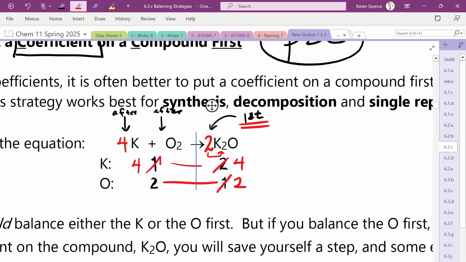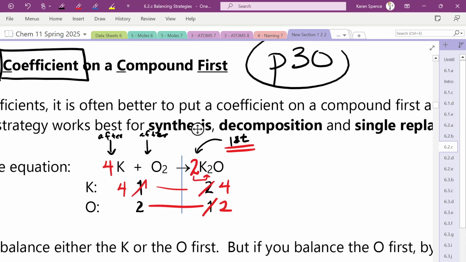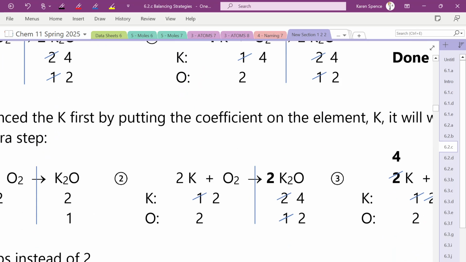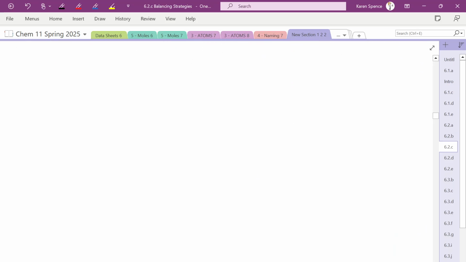All right, next one. Why is it not moving? What is happening? Okay, there we go.